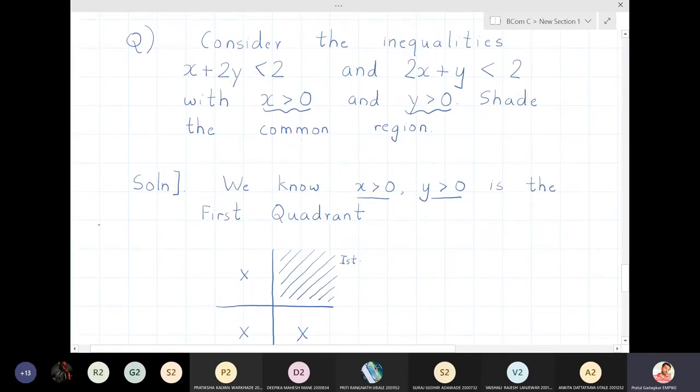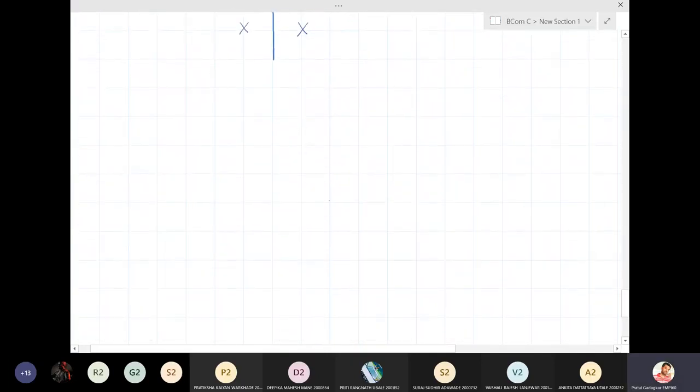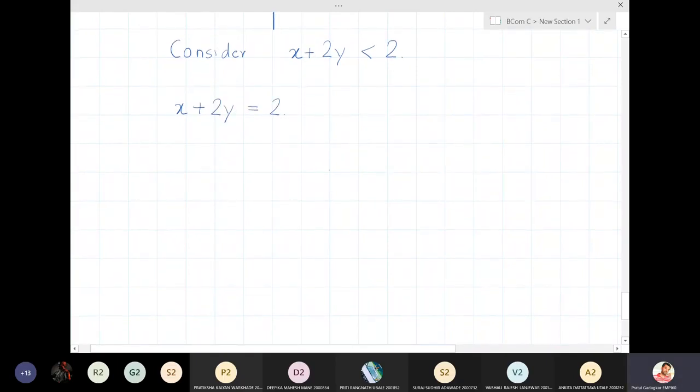Now what is the first inequality? The first inequality is x plus 2y less than 2. Now how will I draw this? I will first draw the line x plus 2y equal to 2. You can take any values of x and y. If I take x equal to 0, then x plus 2y equal to 2 becomes 0 plus 2y is 2, therefore 2y is 2, and therefore y is 1.